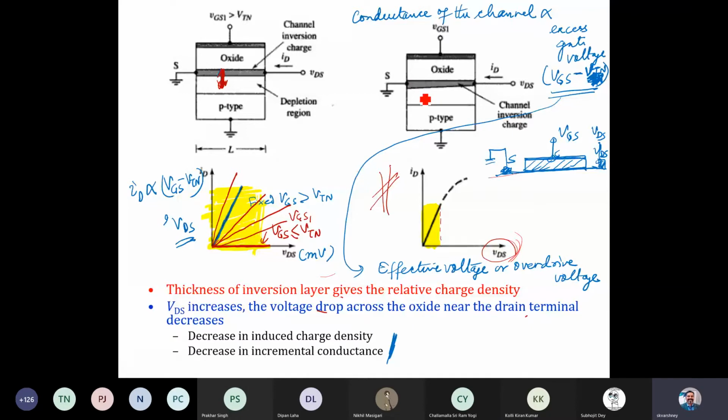So the conductance decreases as you move from source to drain. It may happen that if we keep on increasing this VDS further, at a certain point somewhere here the depth becomes almost like a point. There is no channel depth here, so it becomes zero, minimal. That point means we are reaching almost a saturation point.